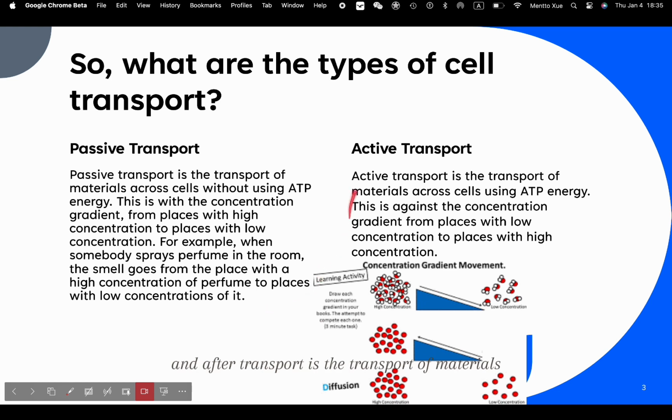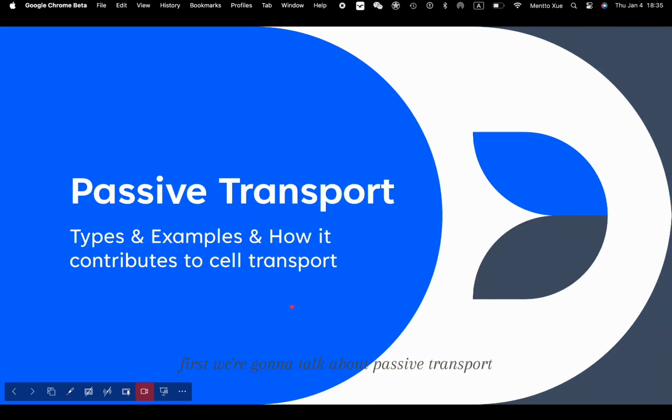And active transport is the transport of materials across cells using ATP energy. This is against the concentration gradient, with places from low concentration to places with high concentration. That will not really happen in actual life, but it can happen in cells. First, we're going to talk about passive transport, types and examples, and how it contributes to cell transport, or how it's part of it.